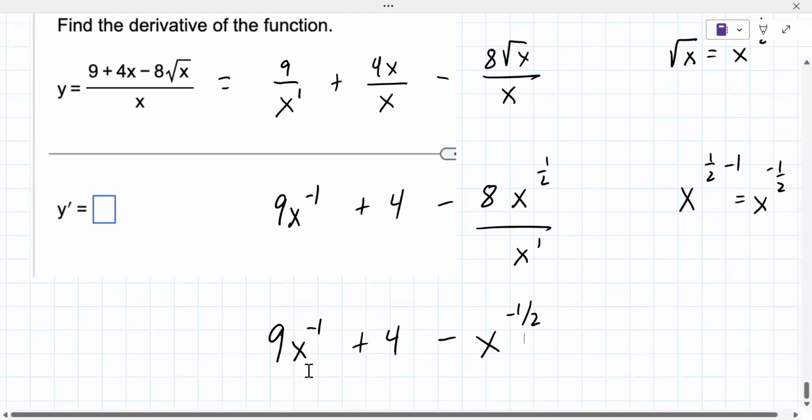Now we're ready to take a derivative. You really do want to do this. It is better than the quotient rule.